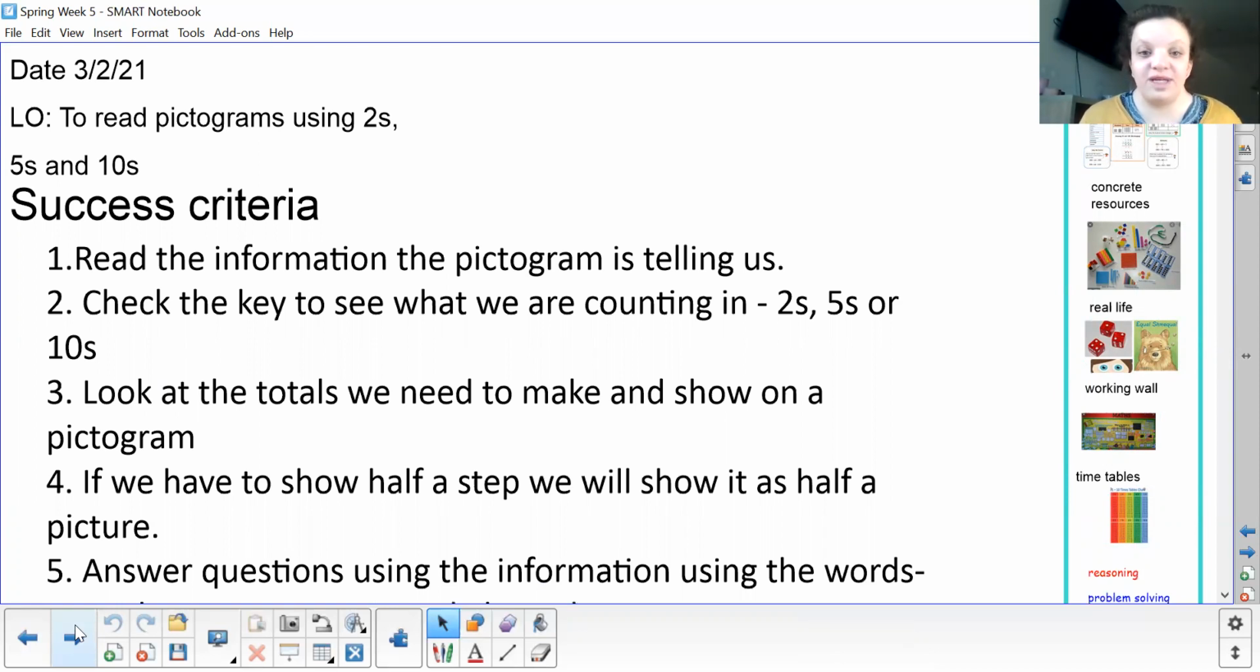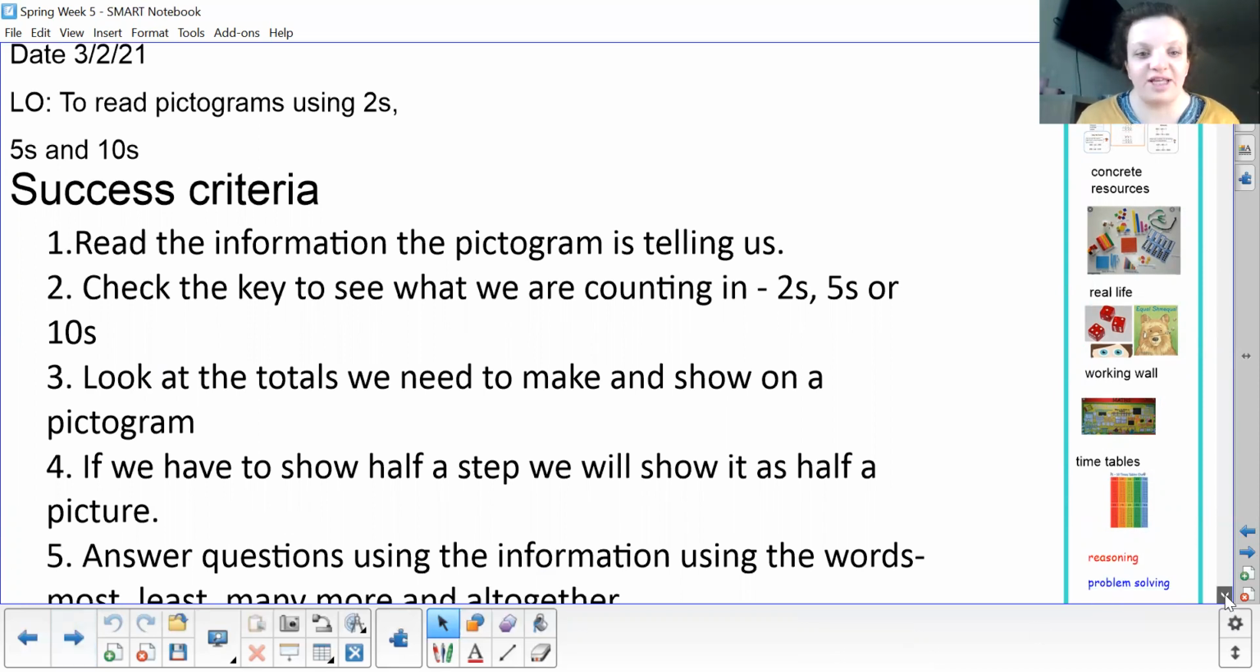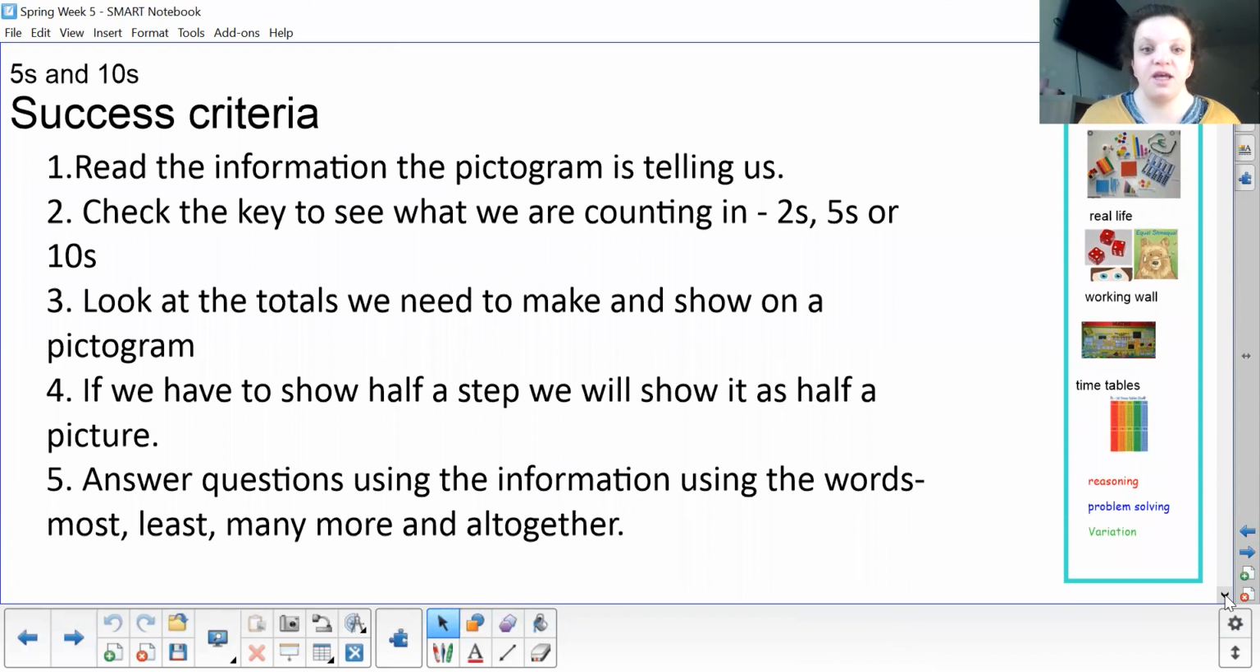We're going to look at the totals we need to make and show them on a pictogram. If we have to show a half a step, we will show it as half a picture. And then we'll have a go at answering questions using the information, using the words most, least, many, more, and all together. Okay, so let's have a go today at this kind of work, this learning.